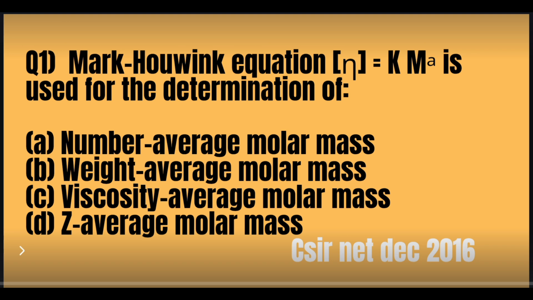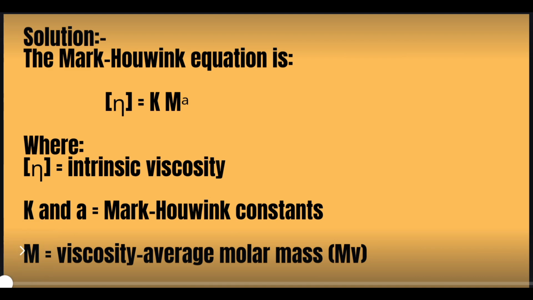Question number 1. The Mark-Houwink equation, eta is equal to k into M to the power a, is used for the determination of. Here 4 options are given: number average molar mass, weight average molar mass, viscosity average molar mass and Z average molar mass. This question was asked in CSIR NET December 2016. Now we'll see the solution of this question.